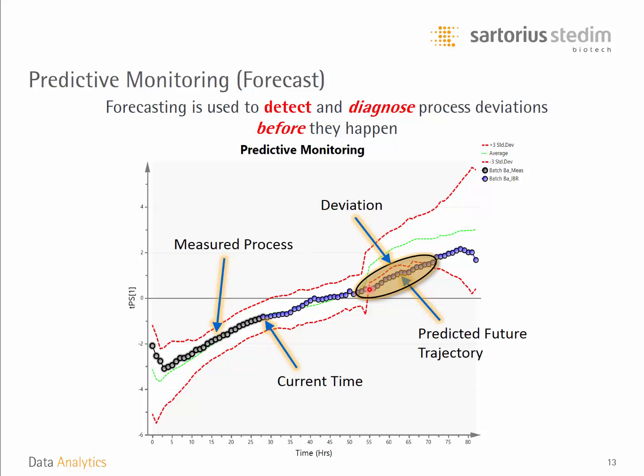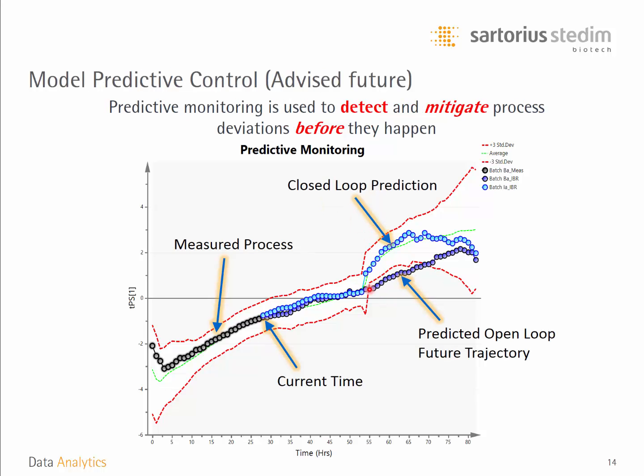So with the control advisor, what we can do is propose an intelligent change using what is called the advised future mode. Advised future is used to detect and mitigate process deviations before they happen. So at some point in time, we will recommend our users to make a little modification in some set point of the critical factors, and then we can have a better or more ideal future trajectory.